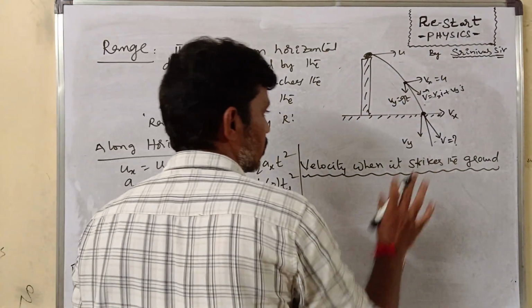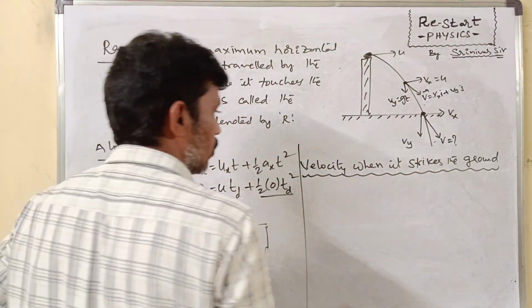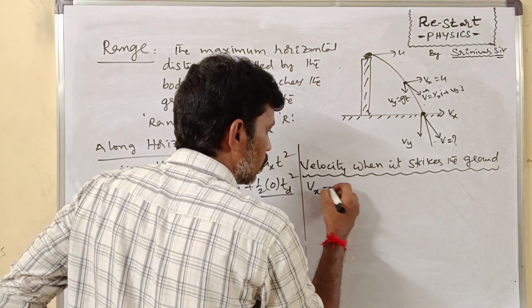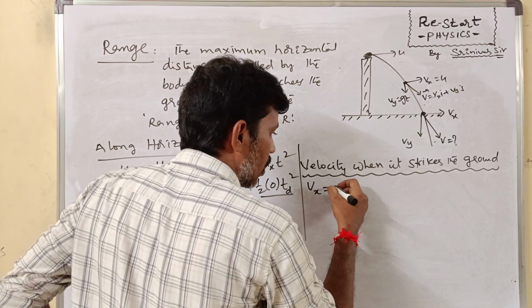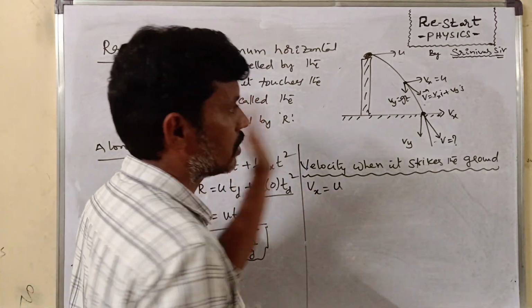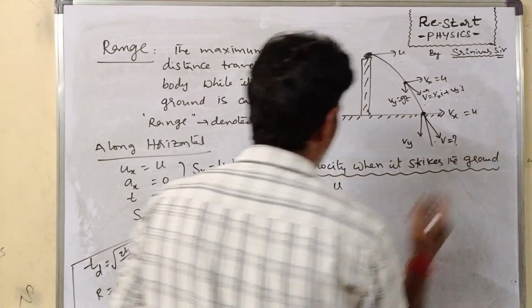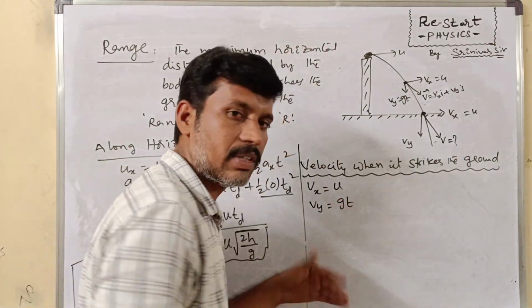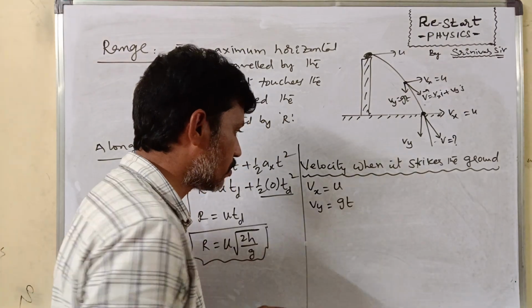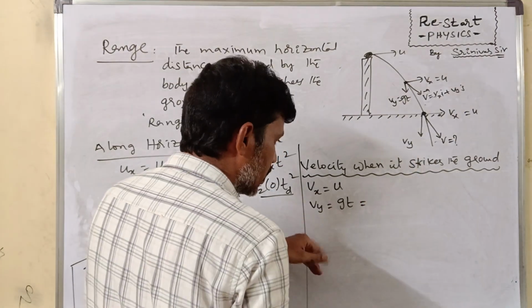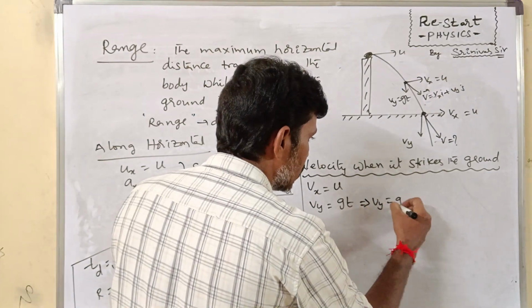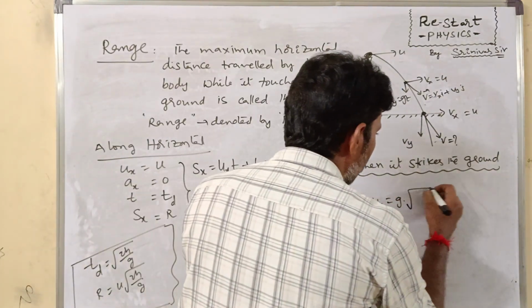So the velocity when it strikes the ground. Before going to that, Vx is equal to u only, because the horizontal component is the same. Next, Vy is equal to the general formula gt. Previously we found gt at any time. But here Vy is equal to g into t, where t means root of 2h by g.